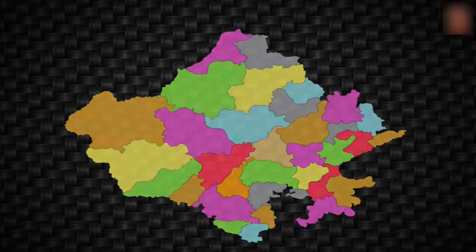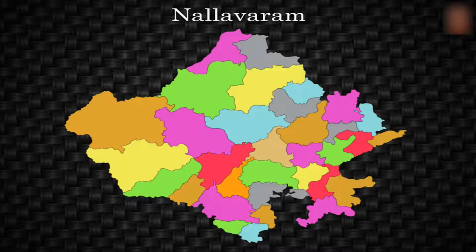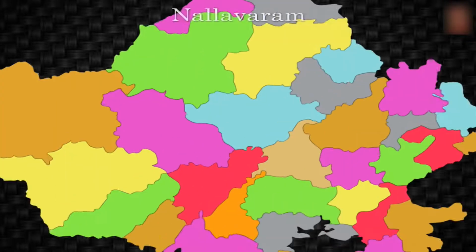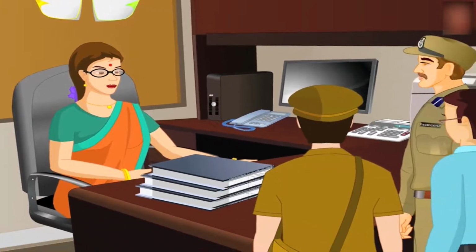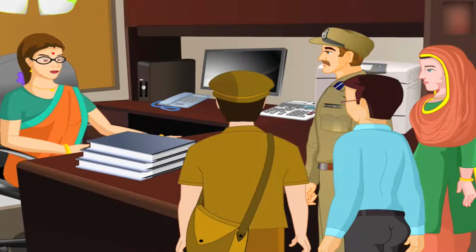Let us understand the nature of the job of a DM with an example of an imaginary district and its district magistrate. Here is an imaginary district of Nallavaram. It is divided into various subdivisions known as mandals. The district magistrate here is Mrs. Manisha Nangle. Manisha Nangle has to organize a meeting of the officers from various departments in her office in which she discusses the progress made in each department.